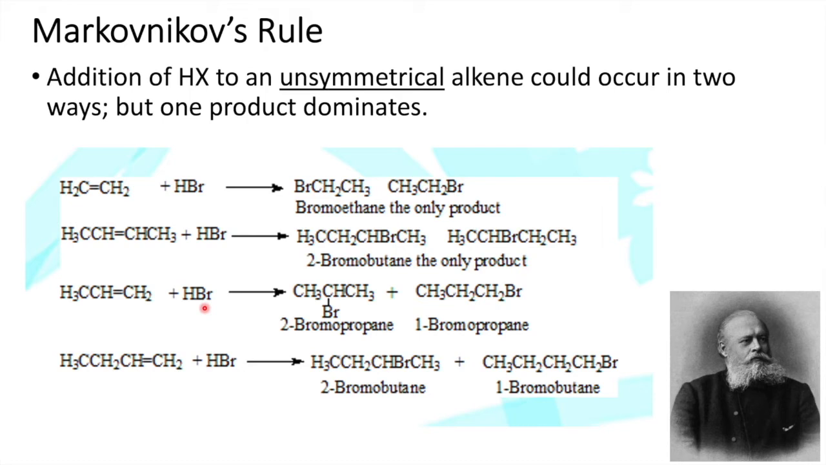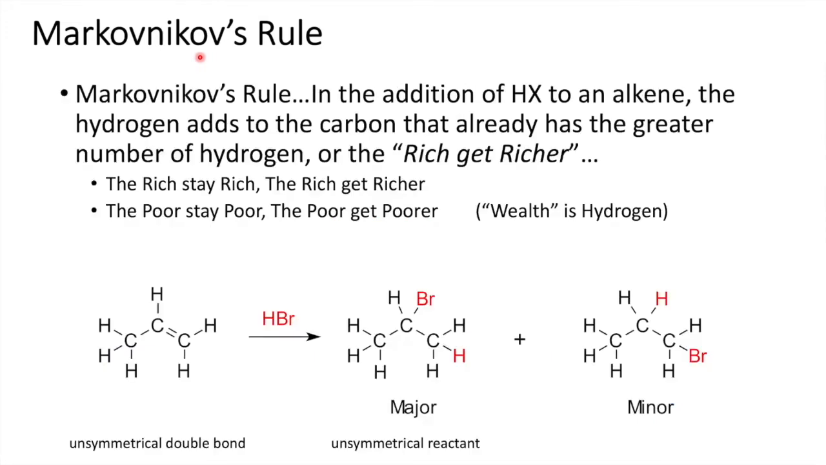And there is a rule, and this is called Markovnikov's rule. And Markovnikov's rule is a little bit tricky, but I think you can probably understand. Markovnikov's rule states, in the addition of a hydrogen halide to an alkene, the hydrogen adds to the carbon that already has the greater number of hydrogens. Okay? For some reason, this has always been called the rich get richer. All right? And wealth in this case is hydrogen.